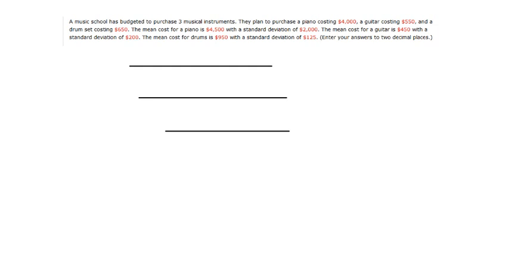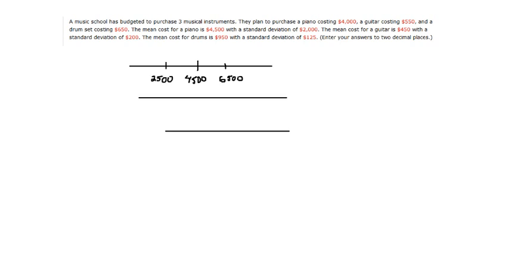Okay. So with our piano, let's think about it this way. On average, for pianos, the cost is $4,500, but the standard deviation is $2,000. So if we think about that standard deviation as telling us about an average distance away most of the data is, that means most pianos will cost between $4,500 plus $2,000, which is $6,500, and $4,500 minus $2,000, which is $2,500.